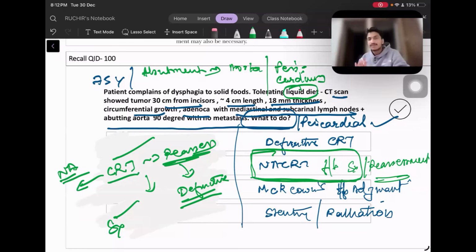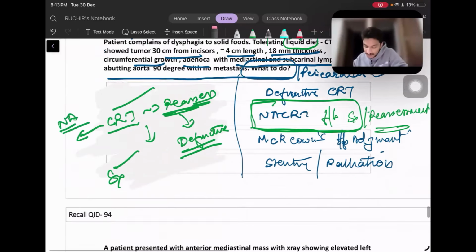So usually if the patients are able to tolerate even a little bit of liquids, they are put on liquid diet, they are given neoadjuvant therapy, and then they are reassessed, and then sometimes the tumor shrinks and the patient gets better. And then you can plan for surgery. If the tumor has shrunken, it has become resectable. So in this, according to me, neoadjuvant followed by reassessment would be the answer here. Okay, so moving on to the next question.